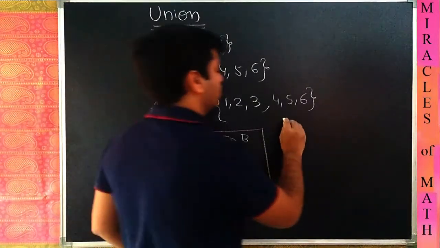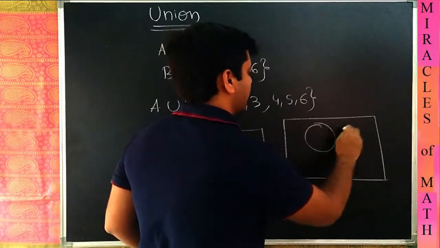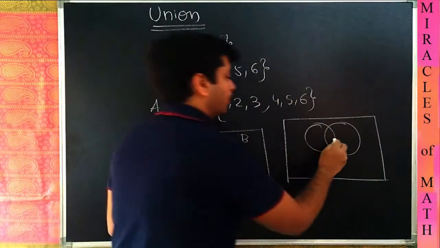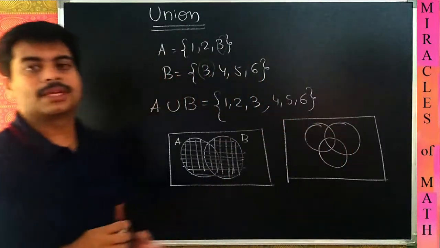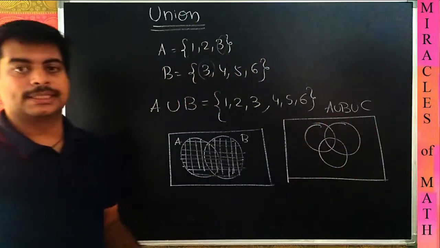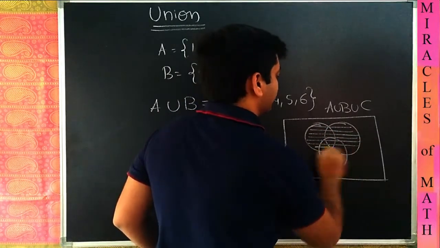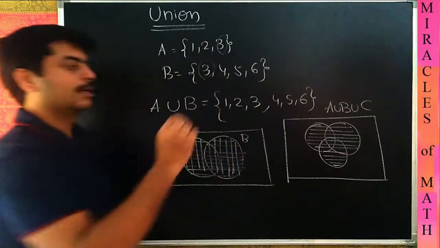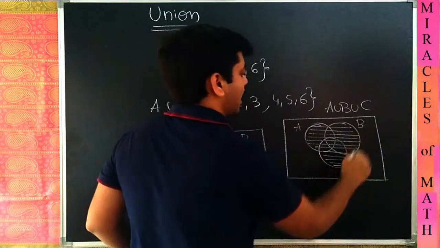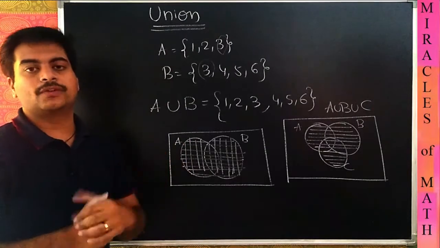If you have 3 sets, how will you draw the Venn diagram? First set, second set, and the third may have common parts with the first and second. So we write it in this way, this is the third set. A union B union C. So what is this? The complete A, B and C. That shaded region represents A union B union C. This is A, this is B and this is C.